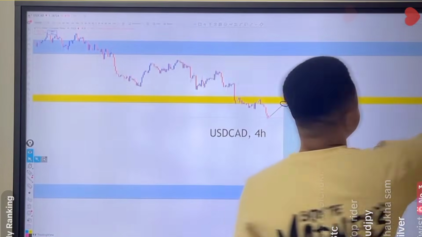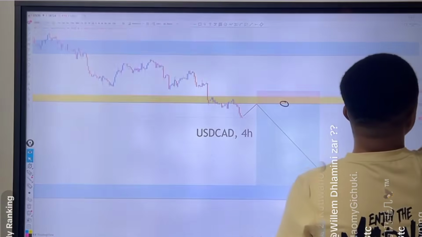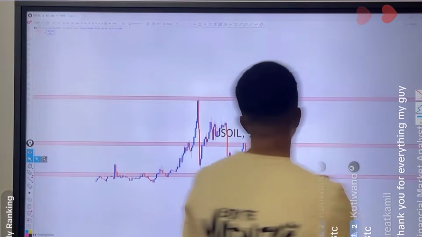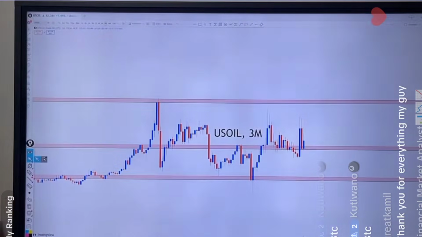Now, let's go all the way to US oil and also break it down as well. So this is US oil. Let's take it over to the 3 months time frame. Alright, so this is the 3 months time frame of the US oil.